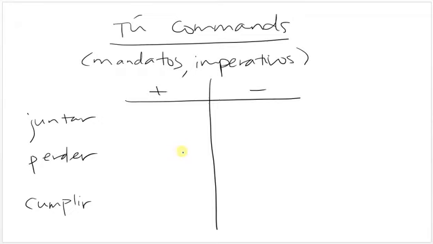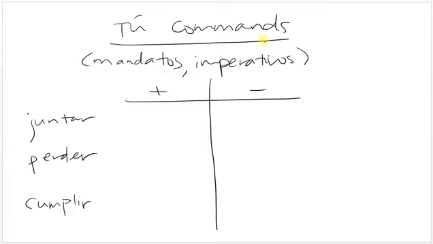Okay, we are going to be talking about tú commands. So, tú means that you're talking to somebody that you're familiar with. That could be your best friend or your little brother, or it could be your dog. And a command, obviously, is when you're telling somebody to do something. In Spanish, we call these mandatos or mandates or imperativos or imperatives.